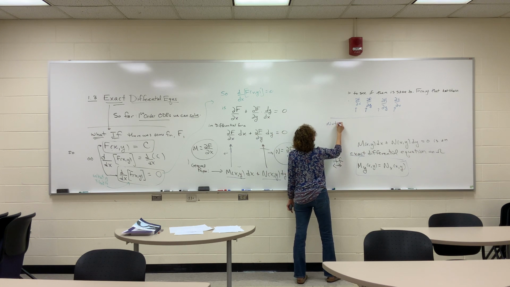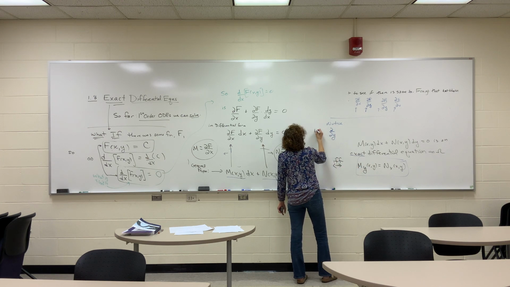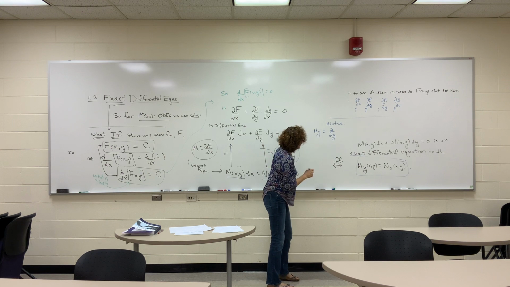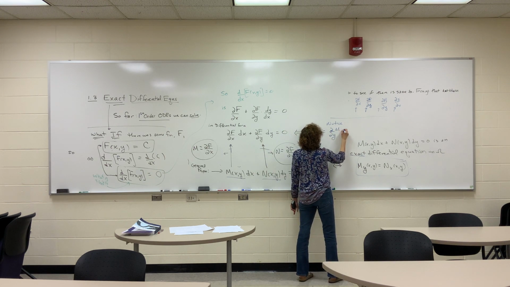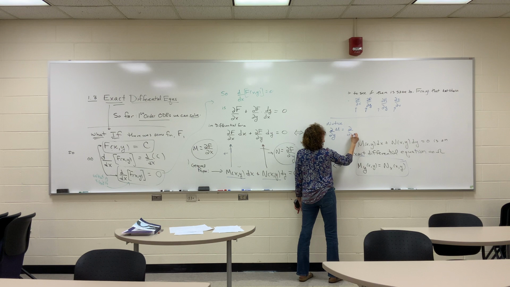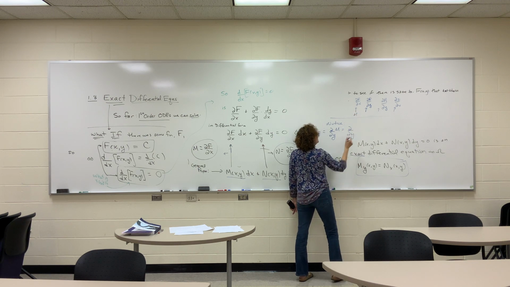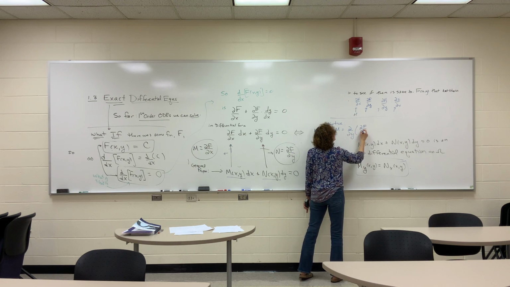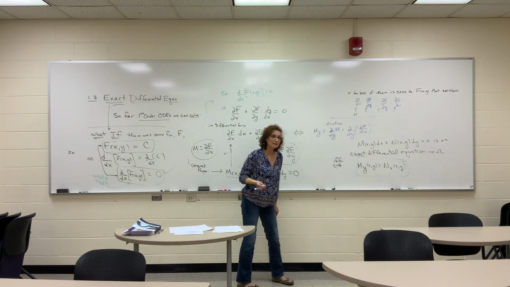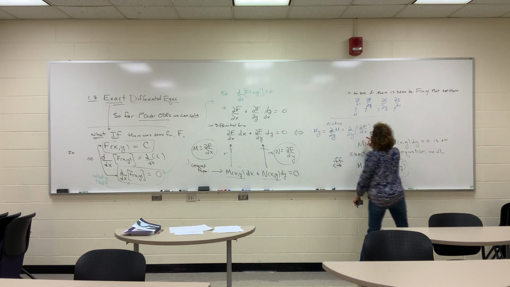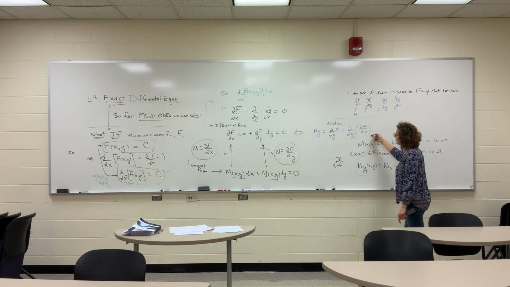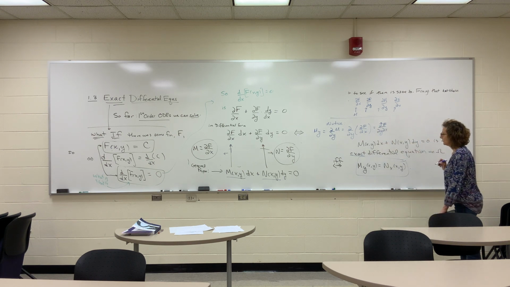Let's notice that the partial derivative with respect to y of M, that's My, right? My is the partial derivative with respect to y of M, but what is M? It's the partial derivative of f with respect to x. So what is that? That's the second partial of f with respect to y with respect to x. Yes?